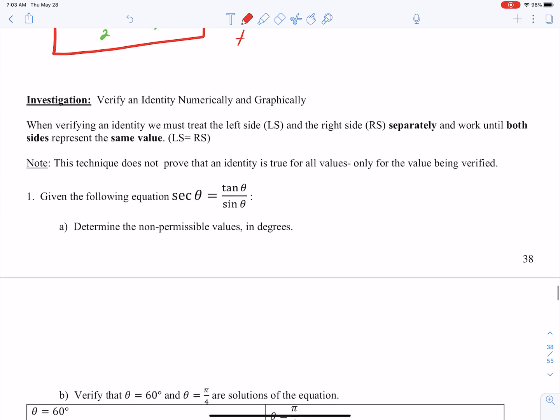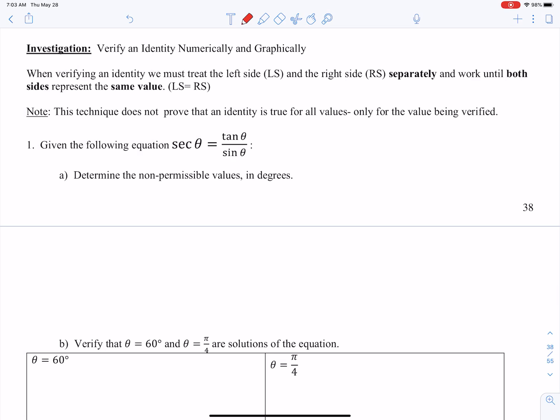All right, verify an identity numerically and graphically. I just want to discuss a little bit the difference between verify and prove. They are very different words. Verify is actually, if we do it numerically, we just put an angle in there. If we do it graphically, we graph one side of the equation into y1 and the other side of the equation into y2, and we check to see that the graphs overlap.